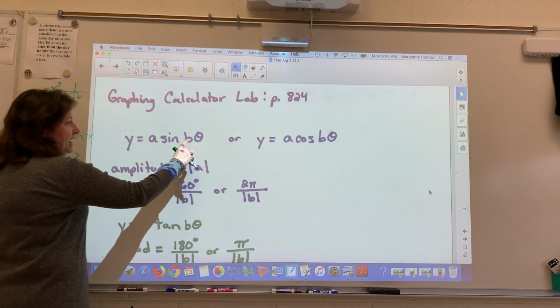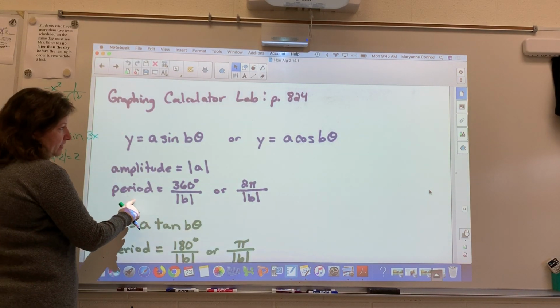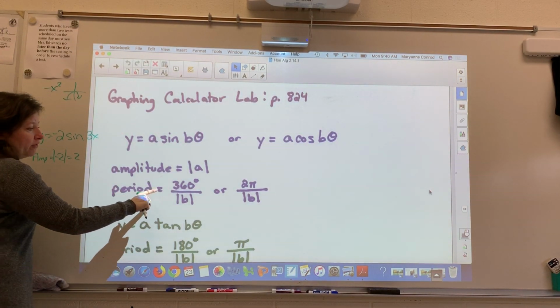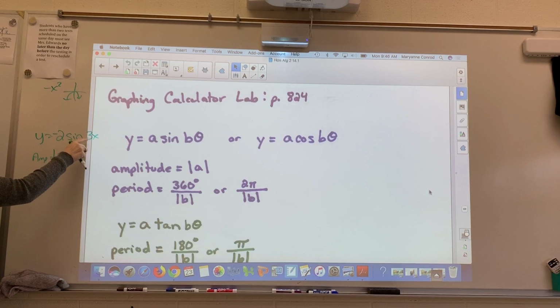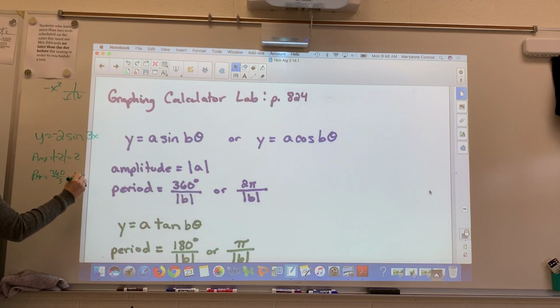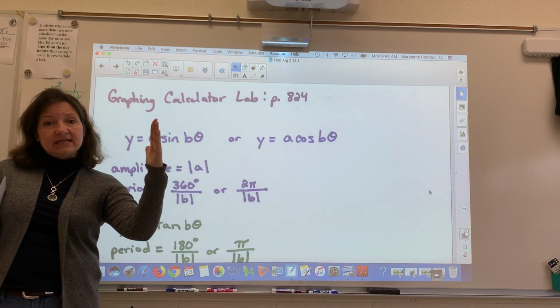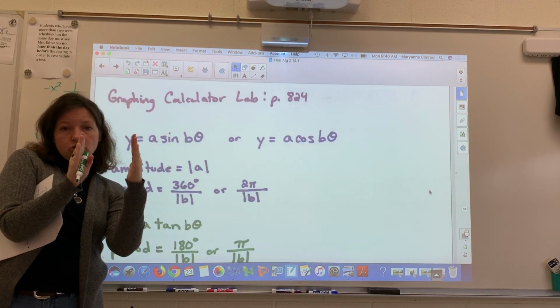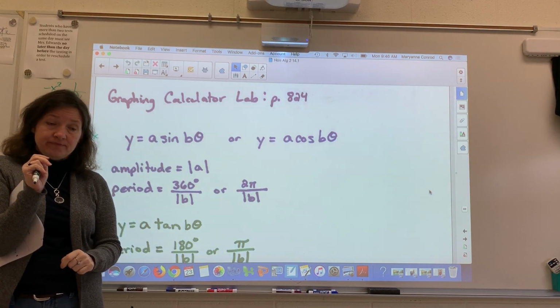If there is a number b in front of the angle, so if I change this problem to 3x, so there's a number in front of the angle, that will affect your period. If we're in degree mode, your new period will be 360 divided by the absolute value of whatever b is. So for this problem, the period would be 360 divided by 3, so 120 degrees. That means the original curve that goes to 360 is now going to get squished so that by the time I get to 120 degrees, I'll finish the entire sine curve.